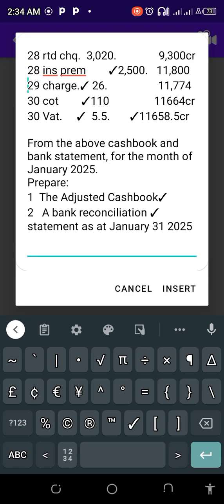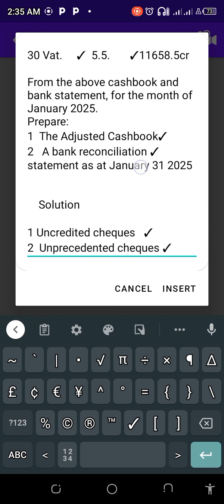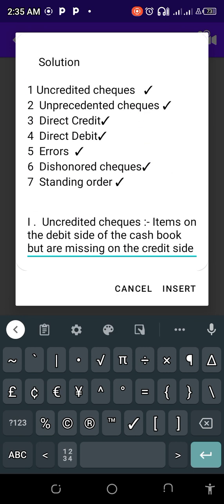Now we have gotten what? The uncredited checks. We have gotten 2 uncredited checks, 3 unpresented checks, 1 direct credit, 3 direct debits, and a dishonored check. So let us go. The only thing that we did not find here is we did not find what? Error. There's no error in this question. We have gotten uncredited checks, unpresented checks, the direct credit, direct debits, and dishonored check, and there's what? A standing order.